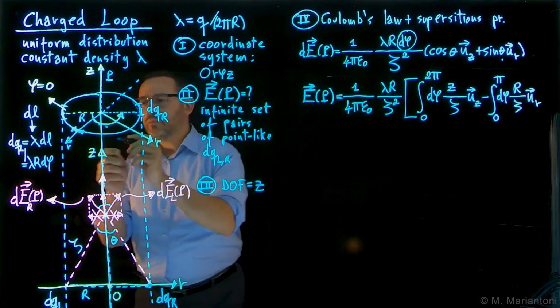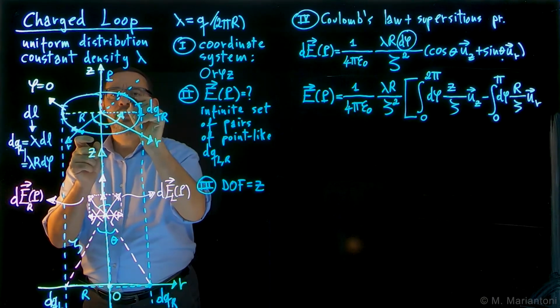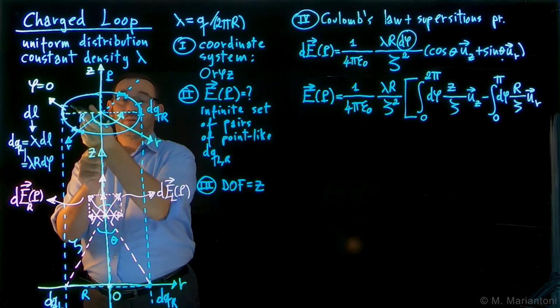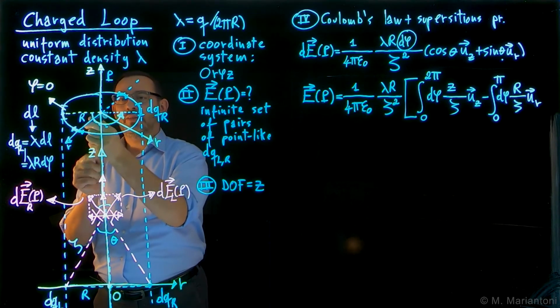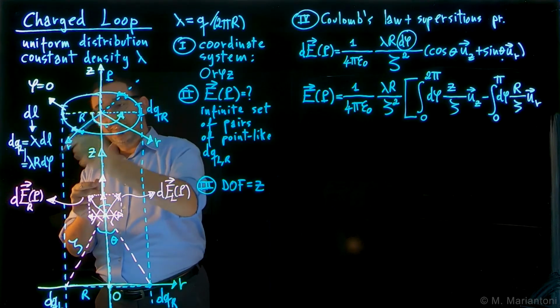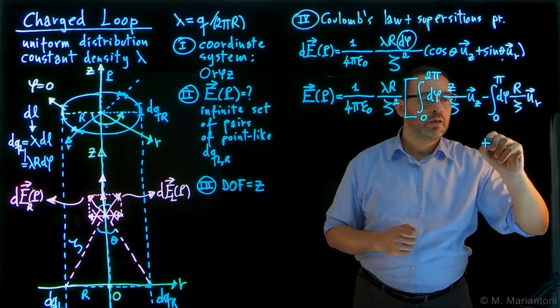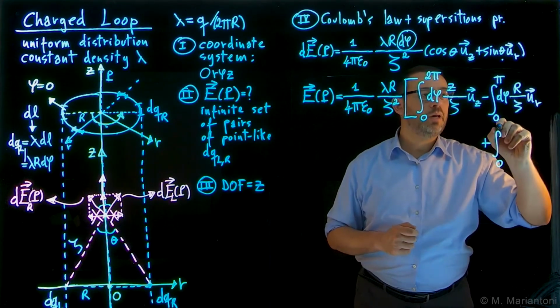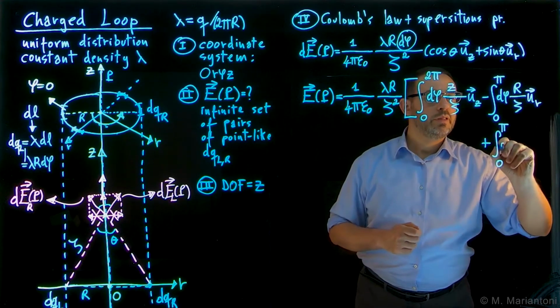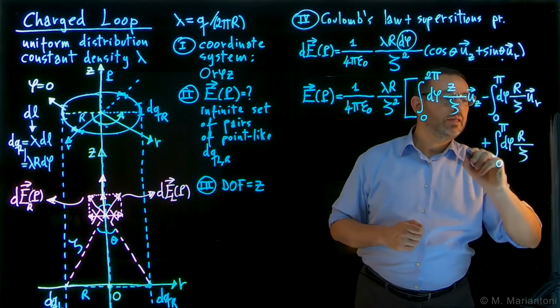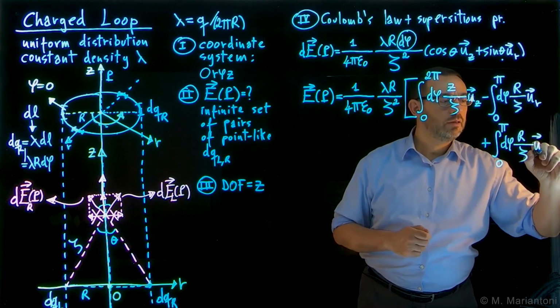Interestingly, the infinitesimal elements on the opposite side, from 0 to pi, generate an electrostatic field dE, which is in the same direction as r. So this is plus the integral, still from 0 to pi, d bar phi, capital R divided by Greek z ur.